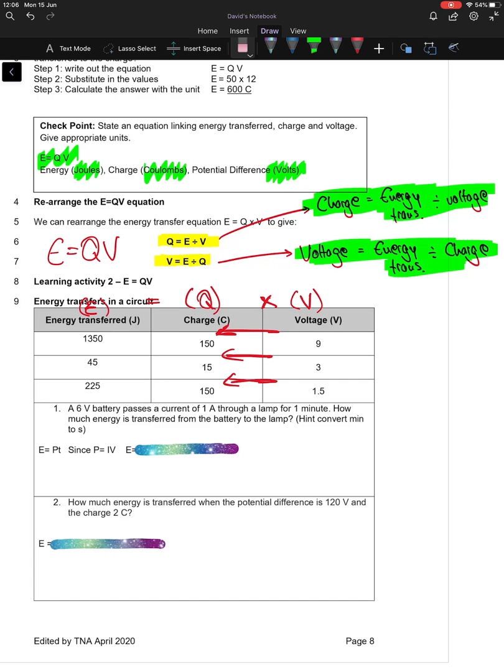Let's have a look at some questions together then, because we don't want to get too confused by this. So a 6-volt battery passes a current of 1 amp through a lamp for 1 minute. How much energy is transferred from the battery to the lamp? So, E equals PT. And since P equals IV, E equals what? Now, can we replace any of these bits of information? Energy equals power times time.